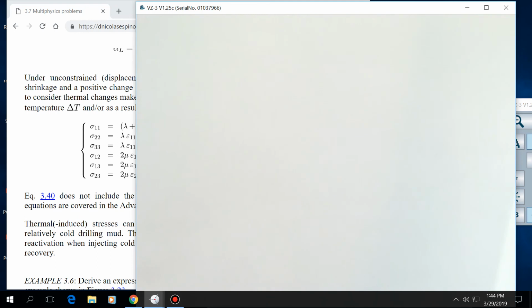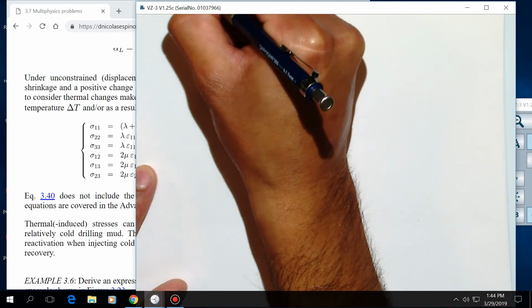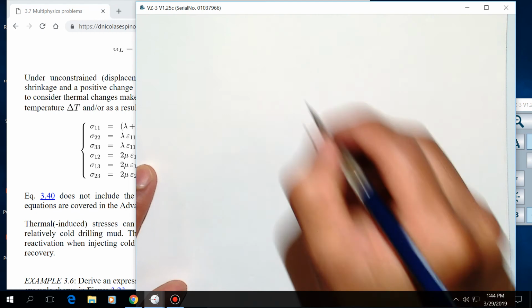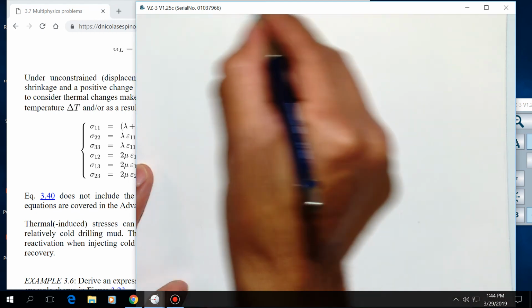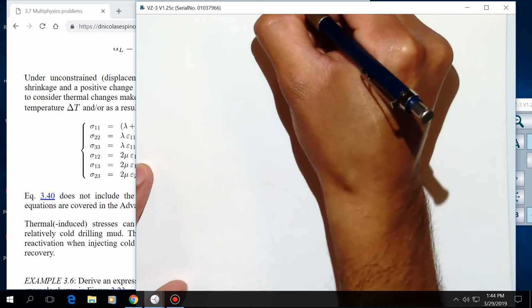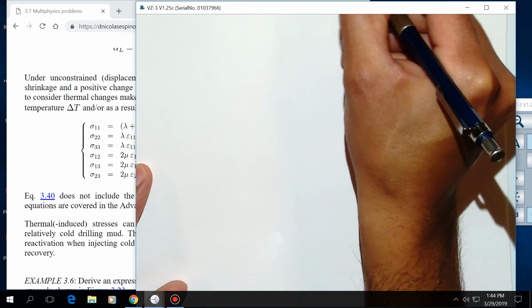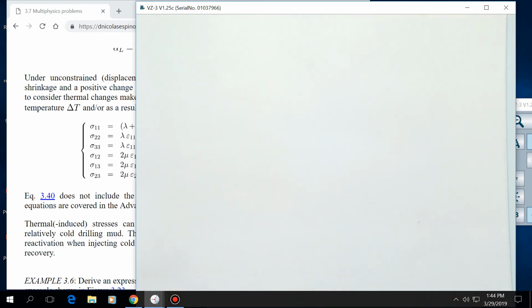Well, if your pressure gets lower, you can also cause shear failure around the wellbore. And whenever that happens, we call that wellbore breakouts. And let's take the equation that we had for the wellbore before.